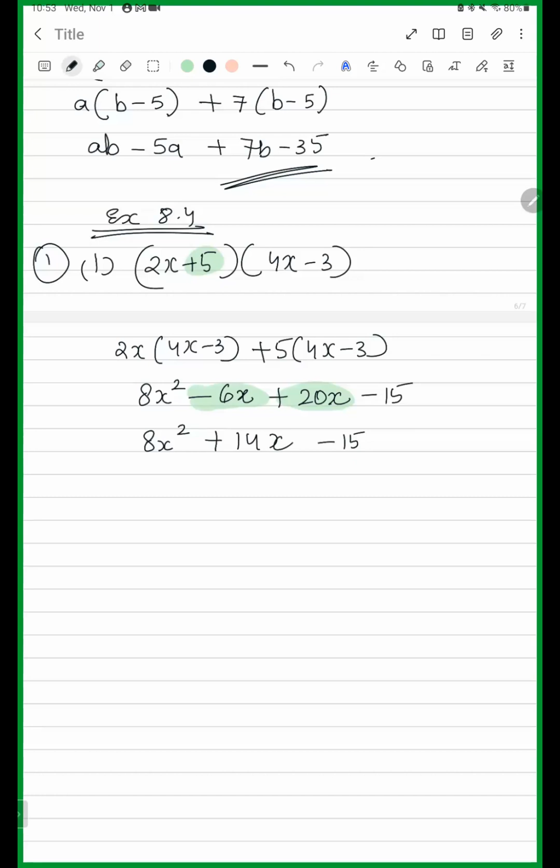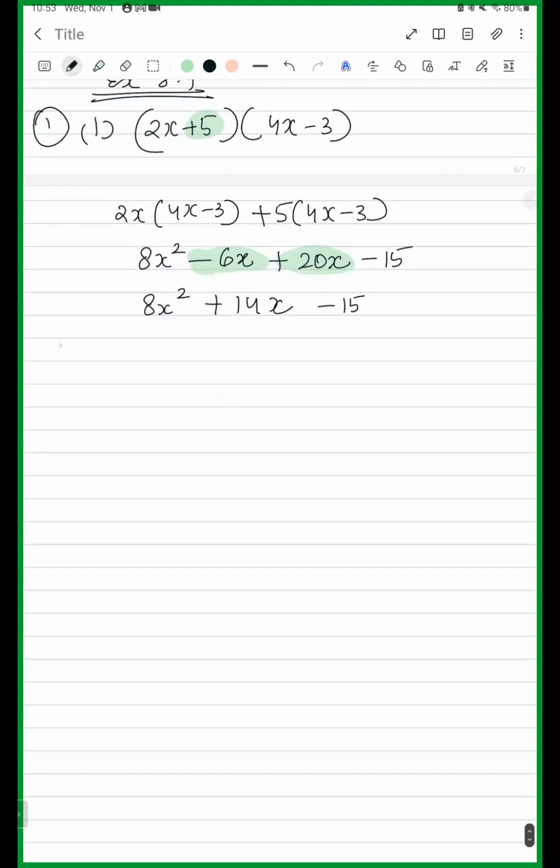Now let's do some more questions from the same thing. I think the second one you can do by yourself. It is simpler than the first one. Then the third one, let's do it.